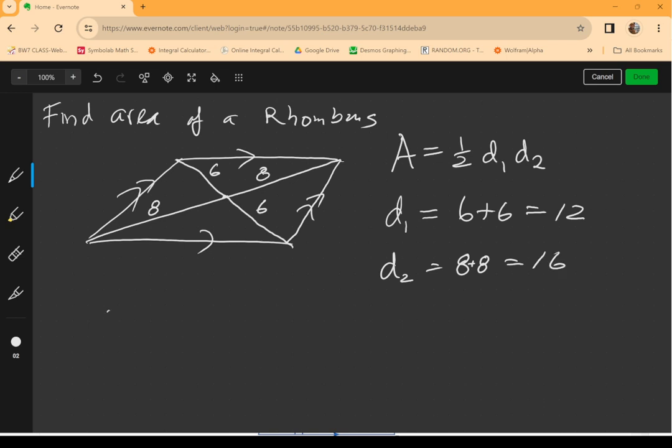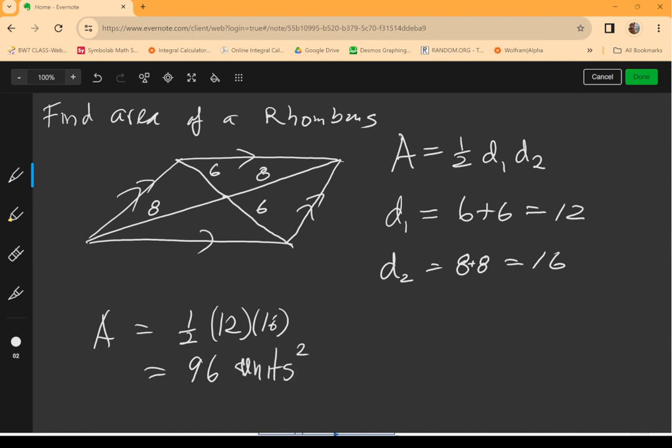All right, so the area would be 1/2 times 12 times 16. So let's see, that's 96. So we get 96 square units, or units squared.